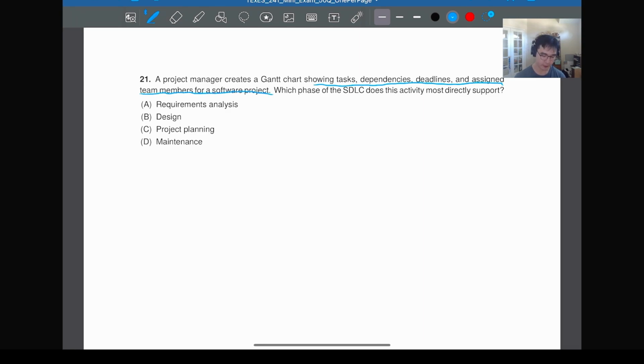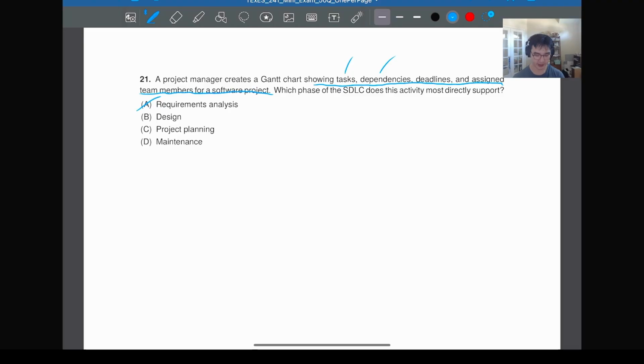Is that requirements analysis? Well, it kind of sounds like they already know the requirements and they're getting together this team to work on the project, right? They already know tasks, and how do you know tasks if you don't know what is required? They have things that depend on it or it depends on. Again, that's really hard to do if you don't already have requirements down. So it's not A.